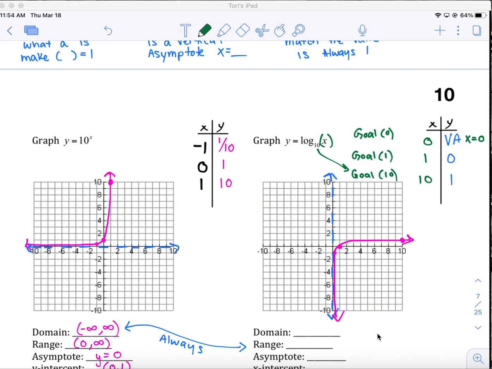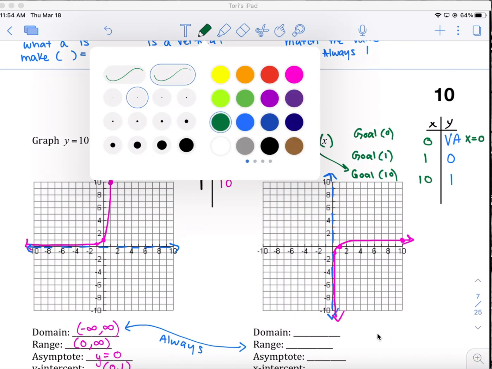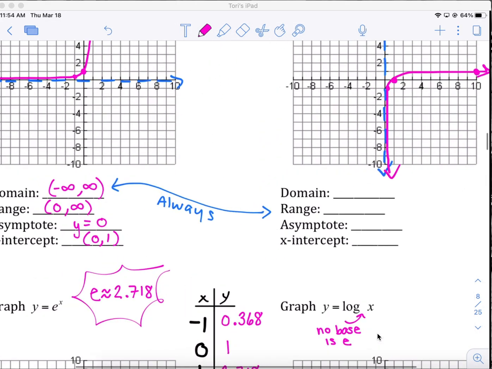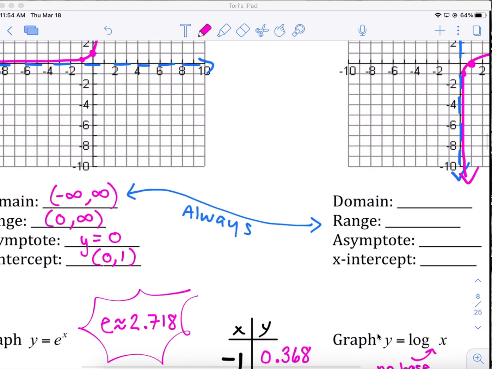Okay? All right, so in this graph, I would really only need 2 points and the vertical asymptote to understand where my graph shape is. Let's go ahead and fill in the rest of our pieces. Remember that these should be similar. Your domain and ranges are switching. Range in this case is going to be from negative infinity to positive infinity because I'm going up and down forever.